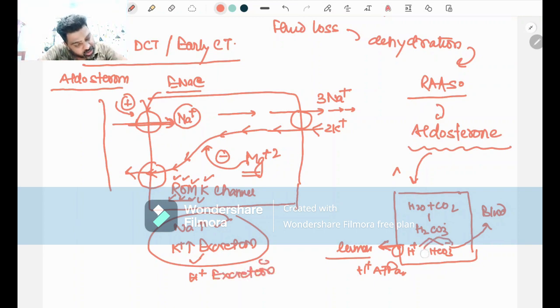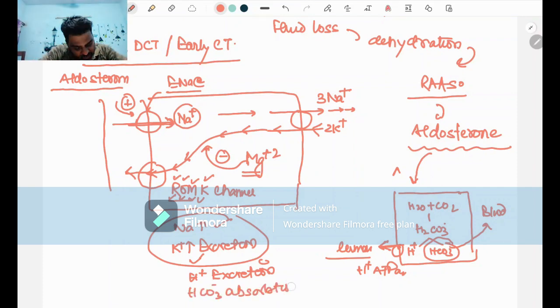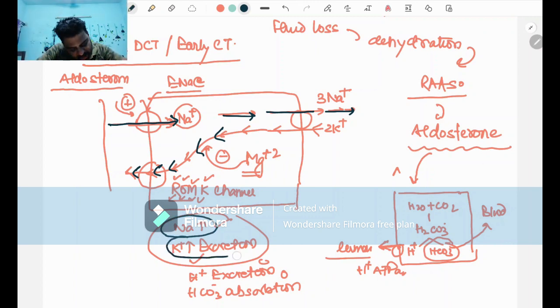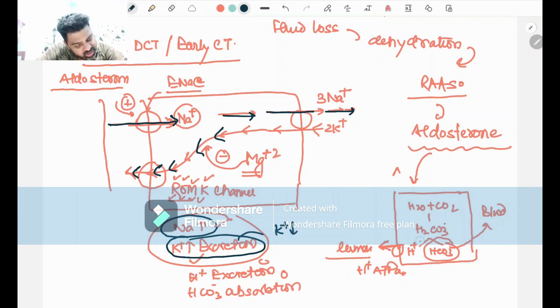And there will be more bicarbonate absorption. These four things we will see whenever there is more aldosterone. First, there will be more sodium absorption, and thus more activity of the sodium potassium ATPase. So more potassium will be secreted through ROMK, and so we have increased sodium absorption, increased potassium excretion leading to hypokalemia, and increased H plus excretion through H plus ATPase. So we have more H plus excretion, and more bicarbonate absorption into the blood.